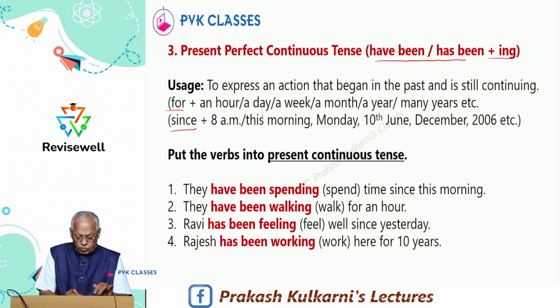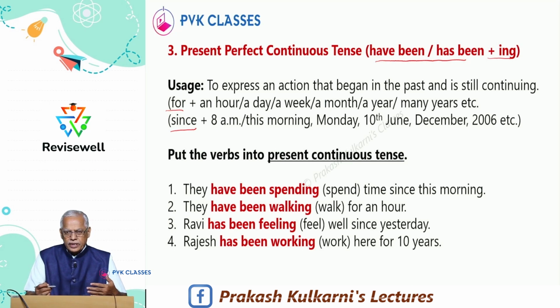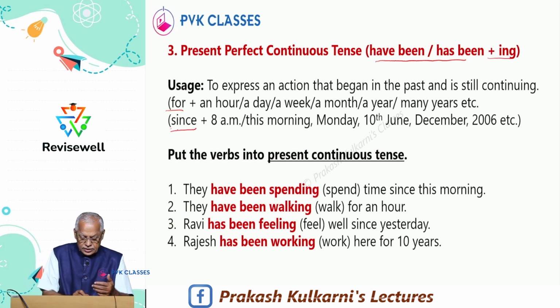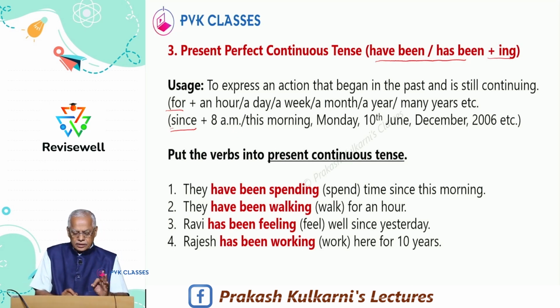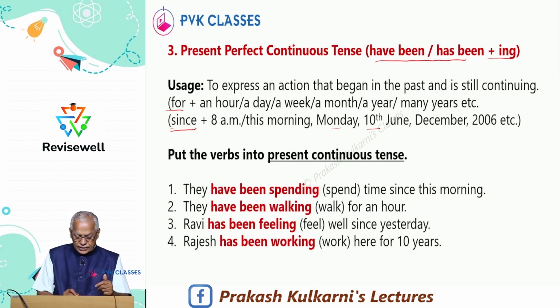For an hour, for a day, for a week, for a month, for a year, for many years. If it is for, it indicates a duration of time or period of time, whereas since 8 a.m., exact time, since this morning, since Monday, since 10th, day, date, month, year, they take since. They indicate exact time. That is point of time. Now here are the examples. In exam they give like this.